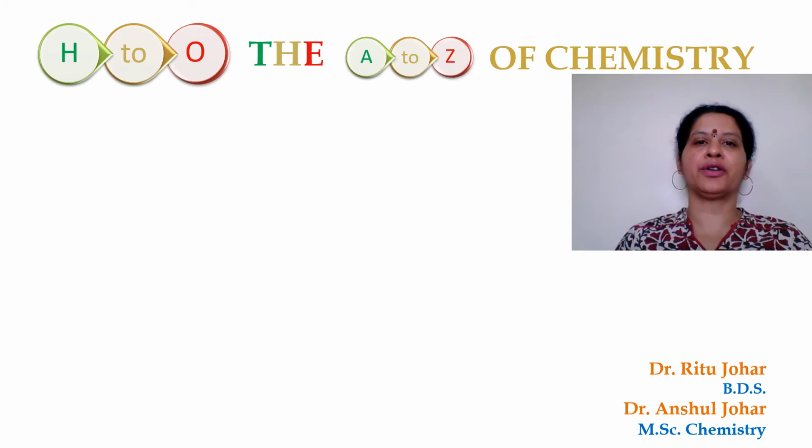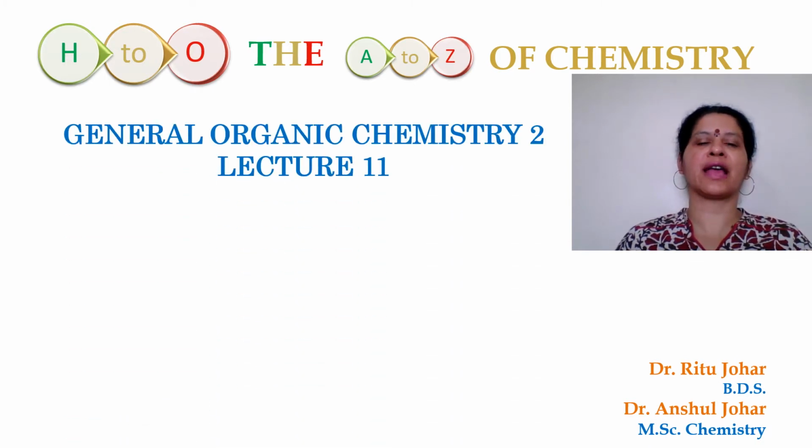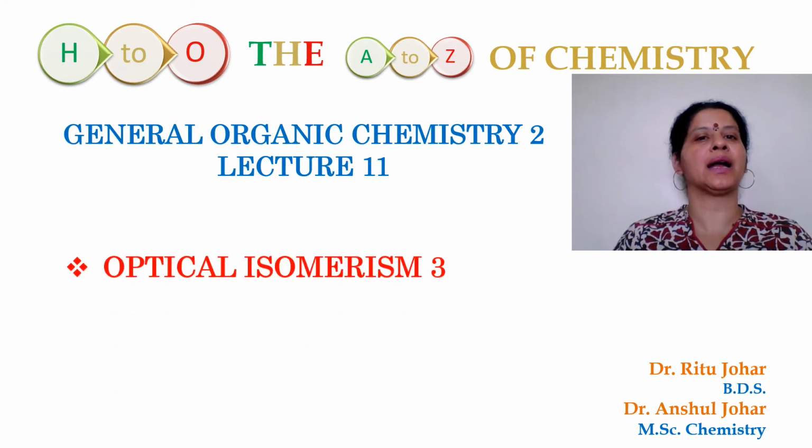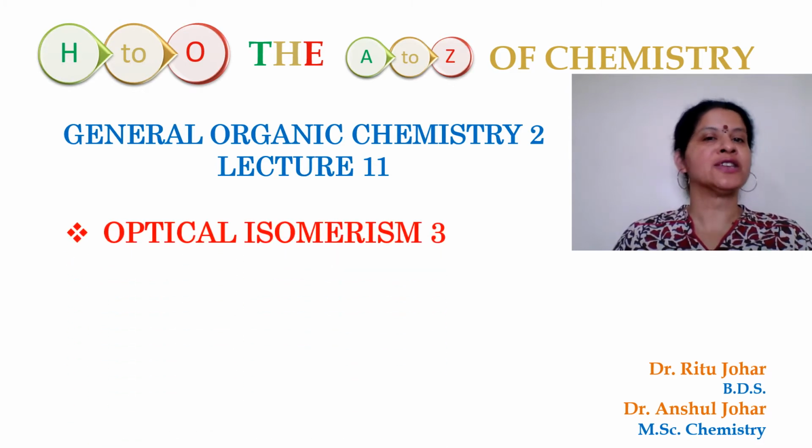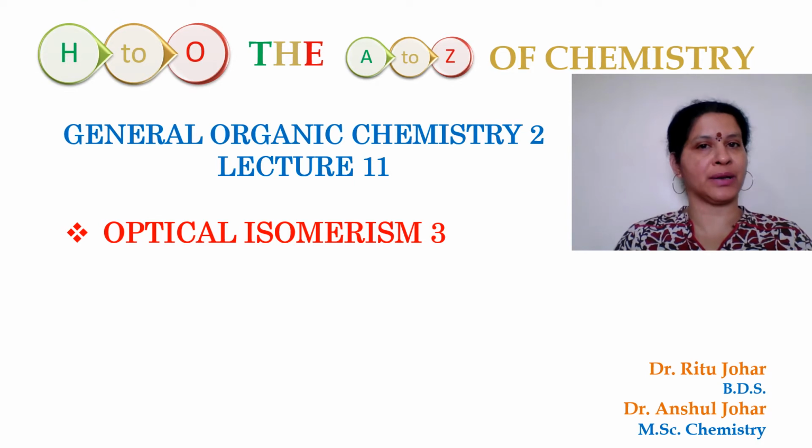I'm Dr. Ritu Johar, your educator for this course on General Organic Chemistry, and I hope you are enjoying this course with me. We are on to GOC Part 2, lecture number 11, but make sure you watch the previous ones before viewing this one. In GOC Part 1, we had a detailed discussion of the nomenclature of organic compounds, and in Part 2, we are discussing isomerism, and in isomerism, we are discussing optical isomerism. So far, we have had two lectures on optical isomerism. In lecture number 1, we discussed what are chiral molecules, and in lecture number 2, we discussed what is a chiral carbon.